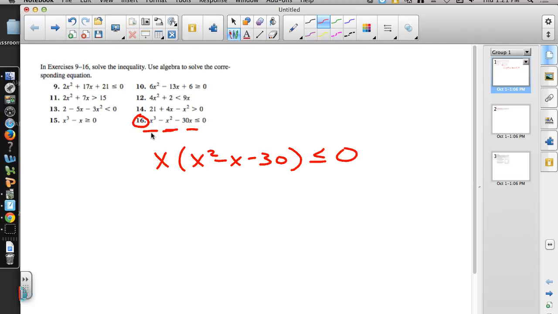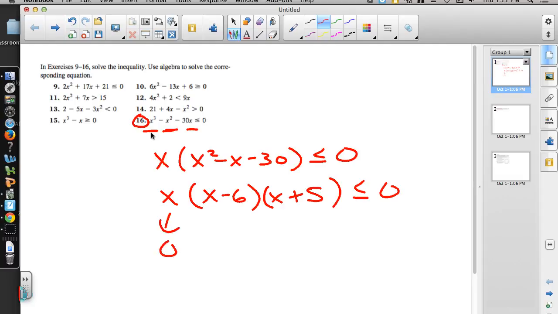So now I'm going to try and factor that. I notice that negative 30 is not a perfect square, so I need two numbers that multiply to negative 30 and add to negative 1, and that of course is negative 6 and positive 5. So what I see is that I have a 0 at 0, a 0 at 6, and a 0 at negative 5. And like I said before, this is not a quadratic.